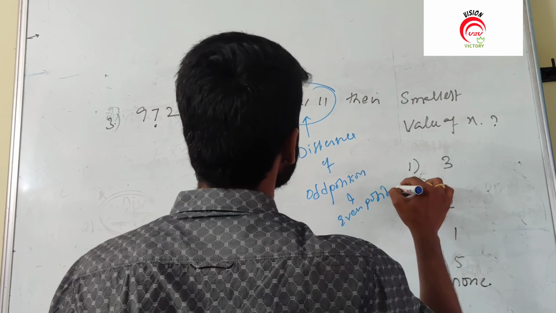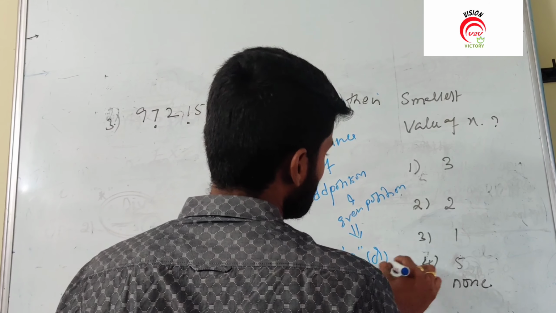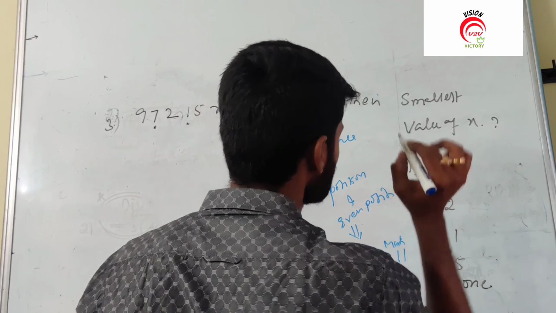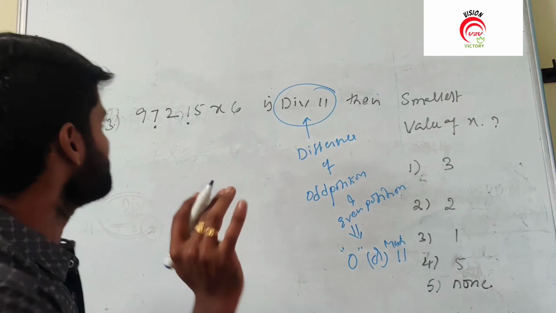The difference of odd positions and even positions, if we get the resultant as 0 or multiples of 11, if you get 0 or multiples of 11, definitely that number is divisible by 11. Just focus on these numbers.